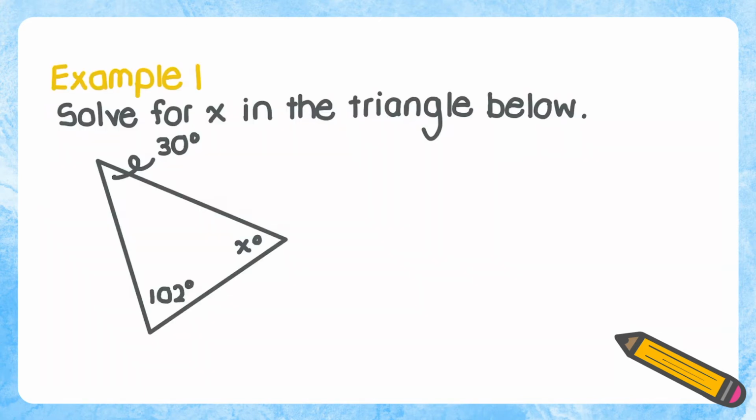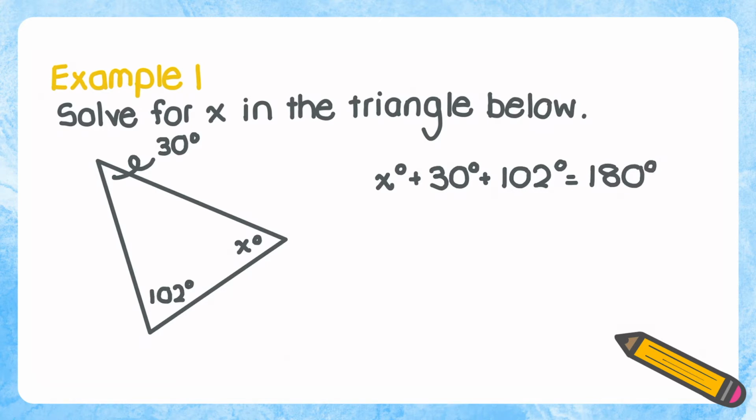Here's our first example. We are asked to solve for x in the triangle below. So in your notes, try to sketch this triangle as best as possible. So based on the triangle sum theorem, we know that these 3 interior angles are going to add to 180 degrees. So the sum of these 3 angles will equal 180 degrees.